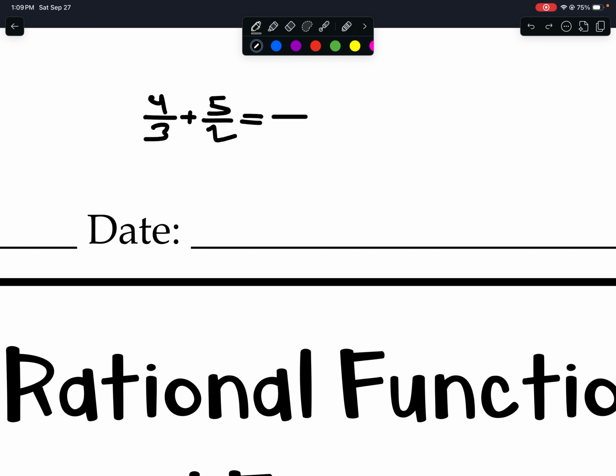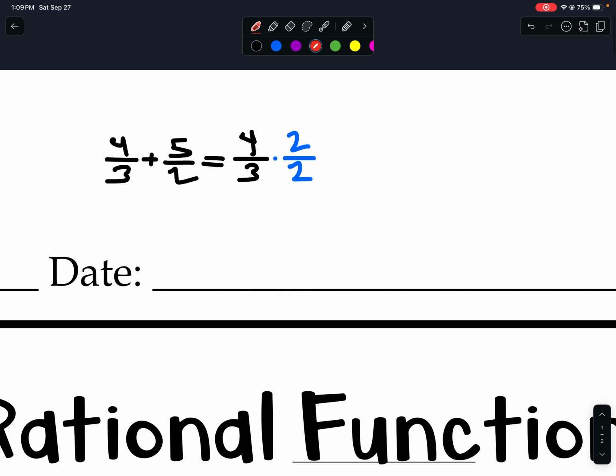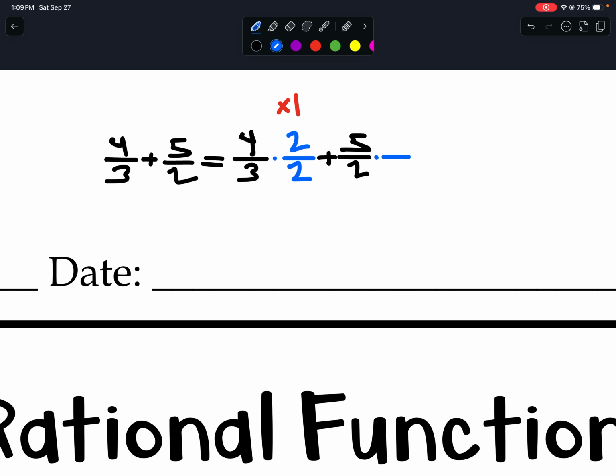I'm going to take 4/3, and in order to get a denominator of 6, I'm going to multiply by 2/2. When I multiply by this 2/2, I'm multiplying by a form of 1. That way I'm not changing the number itself, I'm changing the form. For the next value, 5/2, in order to get a denominator of 6, I need to multiply by 3/3. Once again, if I simplify this value, we just get another form of 1. So I'm not changing the value, we're changing the way it looks.